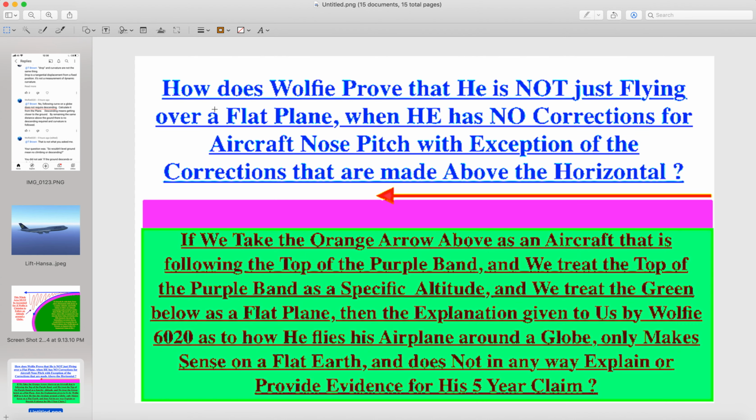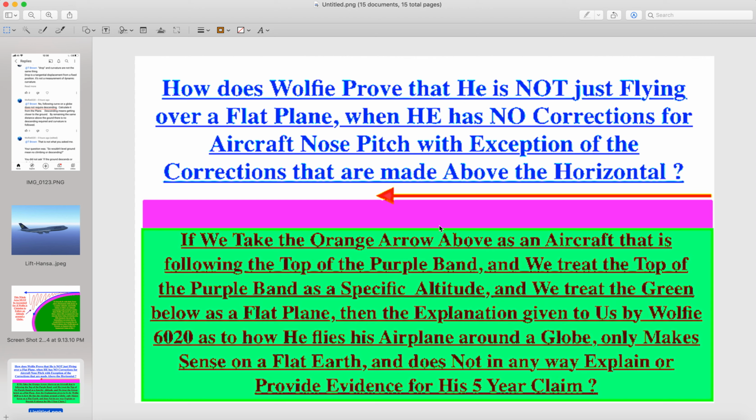So I don't know where he's going with that, but it's his claim. So how does Wolfie prove that he is not just flying over a flat plane when he has no corrections for aircraft nose pitch, with the exception of the corrections that are made above the horizontal? So if we take the orange arrow above as an aircraft that is following the top of the purple band, and we treat the top of the purple band as a specific altitude, and we treat the green below as a flat plane, then the explanation given to us by Wolfie 6020 as to how he flies his airplane around the globe only makes sense on a flat Earth and does not in any way explain or provide evidence for his 5-year claim.